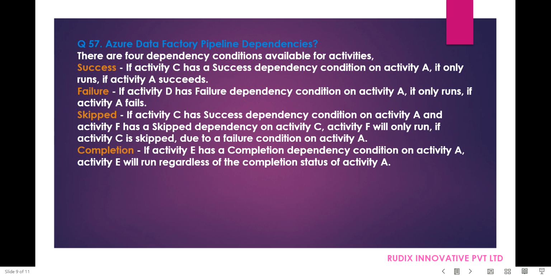Skip. If activity C has a success dependency condition on activity A and activity F has a skipped dependency on activity C, activity F will run only if activity C is skipped due to the failure condition on activity A. Completion. If activity E has a completion dependency condition on activity A, activity E will run regardless of the completion status of activity A. This will be understood by a neat representation with a diagram. I will explain in upcoming videos.